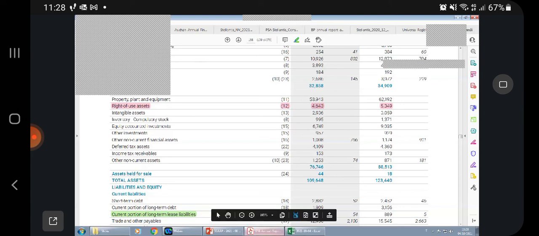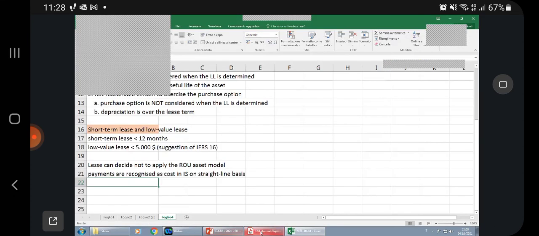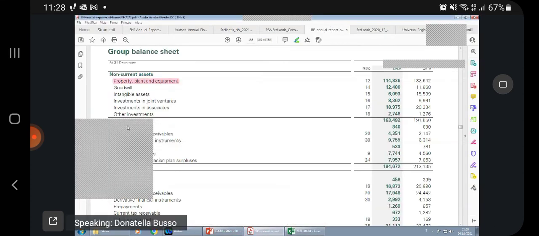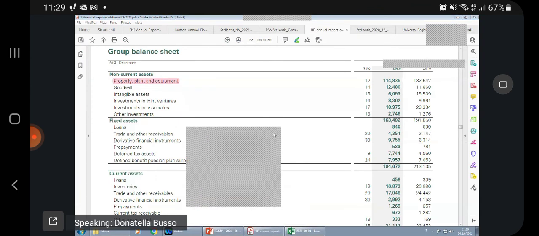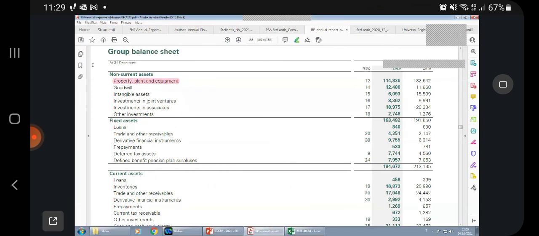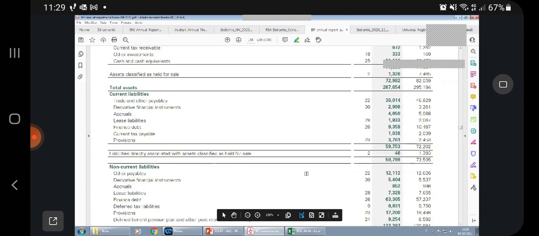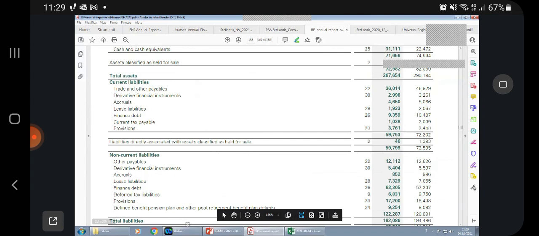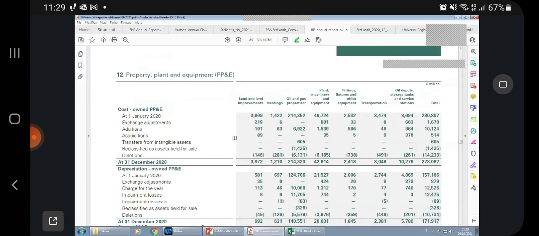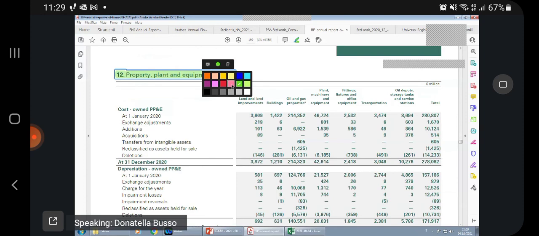Different situation, presentation at least for British Petroleum. In the case of British Petroleum, right of use assets are not presented separately in the balance sheet. And the same in the liabilities, as you can see. But if we go to page 109, there is the note 12 about property, plant, and equipment.